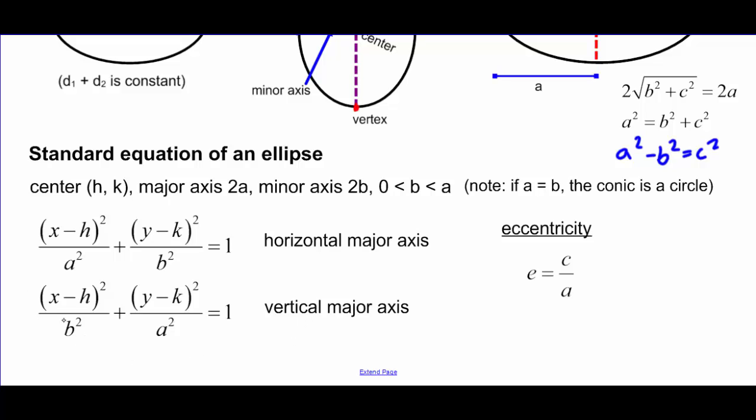These two standard forms look very similar. There's only one difference: the location of a and b. If the major axis is 2a, then the distance from the center to a vertex is a, and that is always bigger than the distance from the center to a co-vertex. So if it's horizontal, the bigger number is under x. If it's vertical, the bigger number would be under y. We'll take a look at that as we move forward.